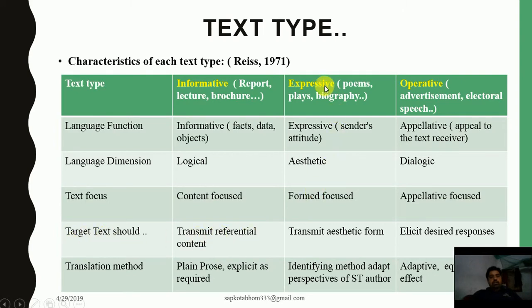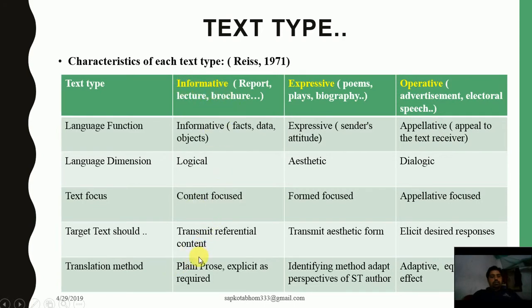This should be focused. And while talking about the expressive text, the translator should translate the aesthetic form that should be decorated in terms of the language. And while translating the operative type of the text, the translator should elicit desired responses. Then what are the translation methods of these three types of the text?